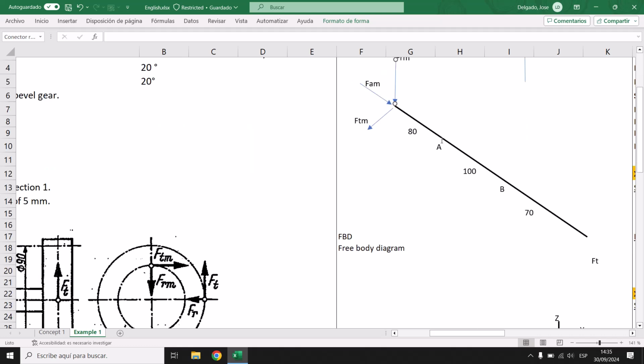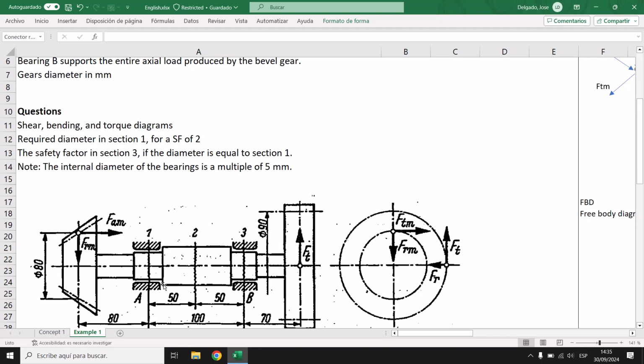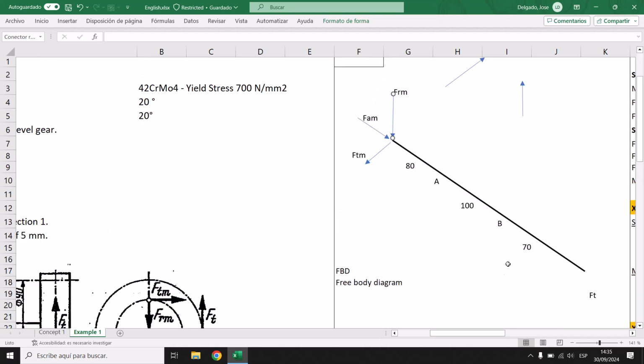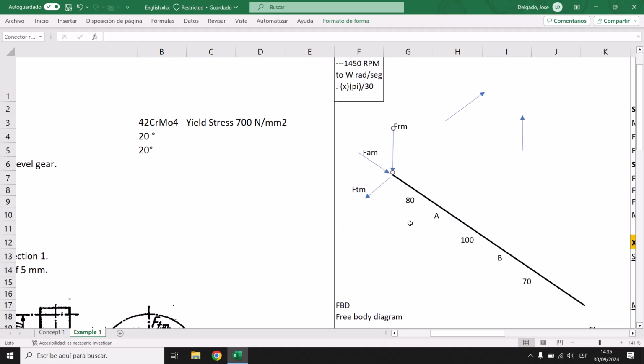Then in point A, we are gonna have the first section, bearing A, bearing B. So remember, this is for radial loads. A bearing is for radial loads and also for axial, but in this case we should put our radial loads. I don't know the correct direction of this, but don't worry.